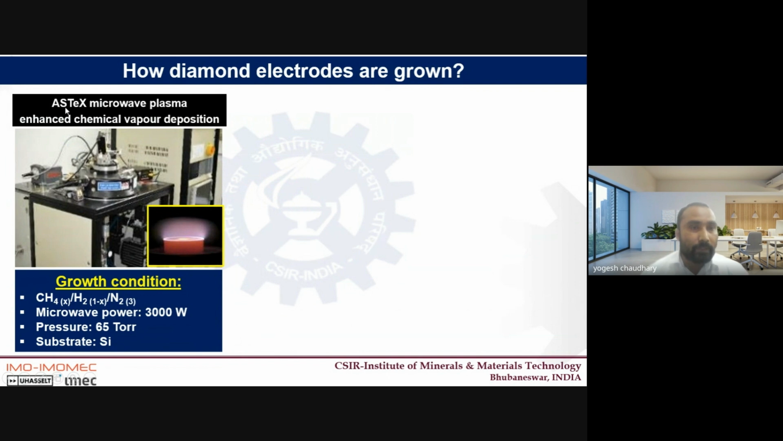This is a single-step synthesis using microwave plasma enhanced CVD, chemical vapor deposition. The growth condition is that we vary the methane concentration while keeping hydrogen and nitrogen constant, applying a microwave power of 3000 watt and a pressure of 65 torr on a silicon substrate. Here we can see, on the silicon substrate, due to the microplasma, the thin films of hybrid are grown.